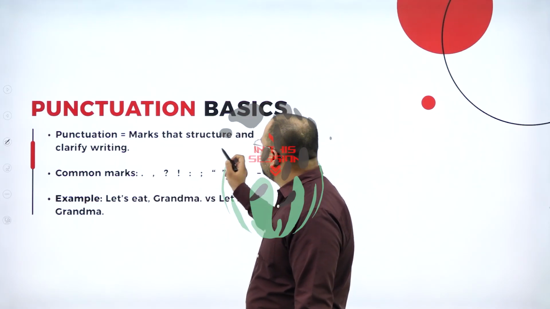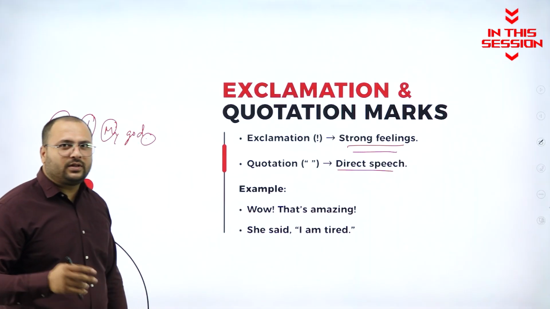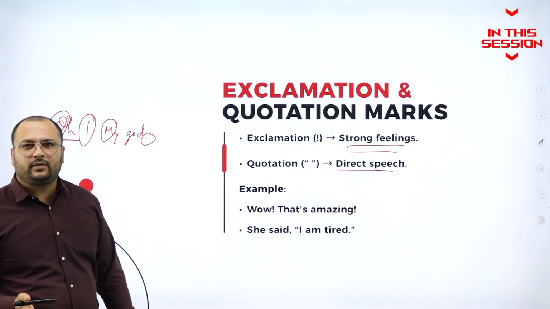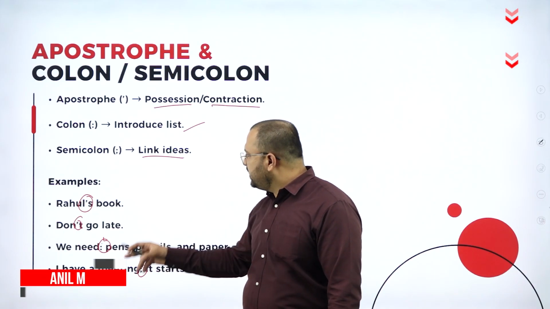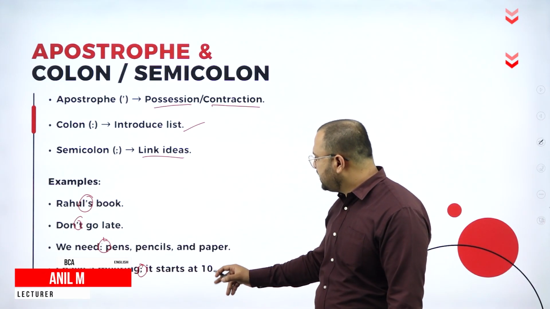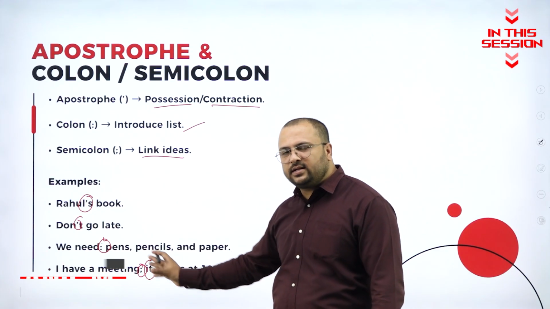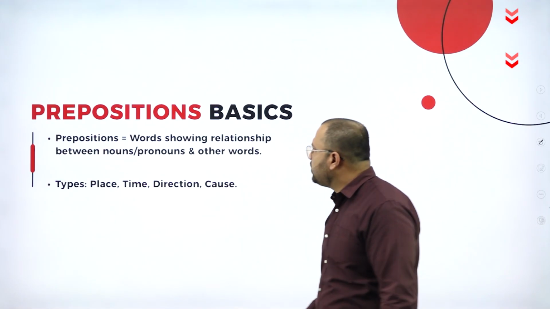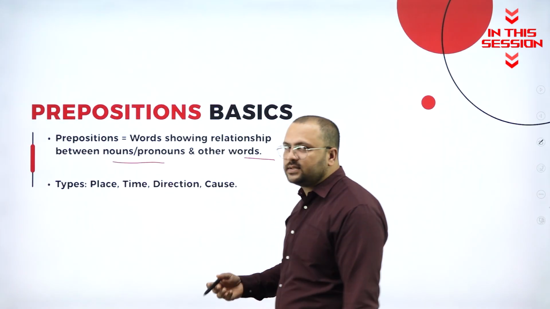Punctuation marks the structure and clarifies writing. We are familiar with double inverted commas. That is not double inverted commas. That is called a quotation mark. So here it is linking ideas. I have a meeting. It starts at 10. So concentrate here. It is not a fresh sentence. It is linking this idea to the sentence. Prepositions are words showing relationship between nouns, pronouns and other words in a sentence.